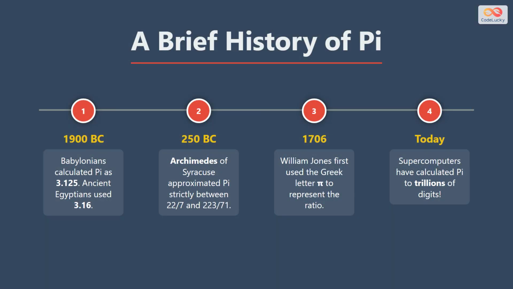Humans have been fascinated by pi for thousands of years. The ancient Babylonians and Egyptians had rough estimates. Later, the Greek mathematician Archimedes calculated it more precisely. It was not until 1706 that the Greek letter pi was first used to represent this number.